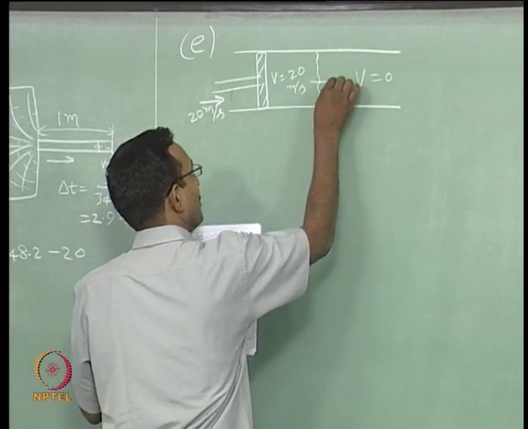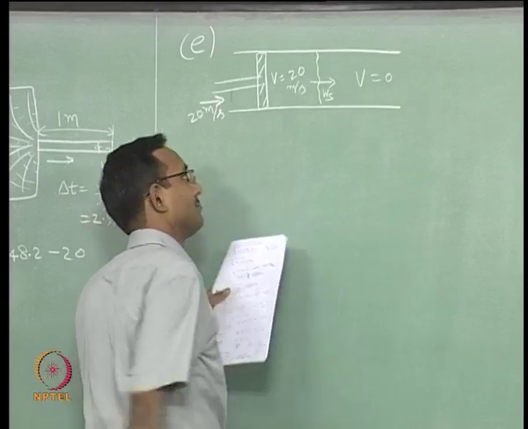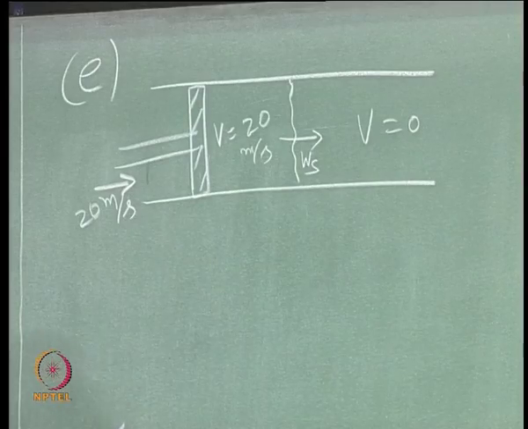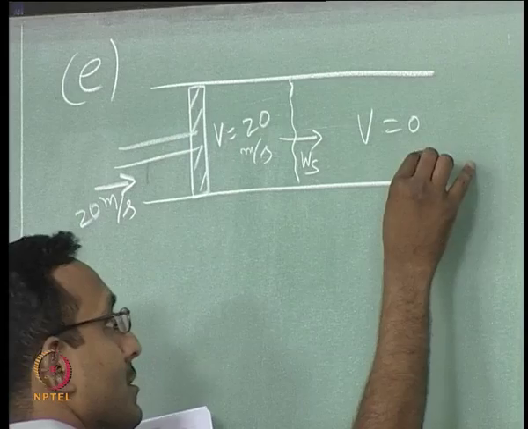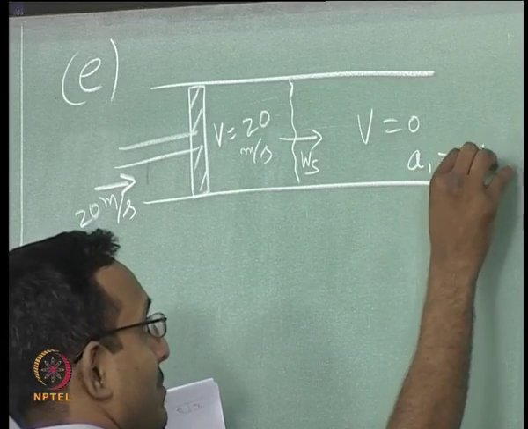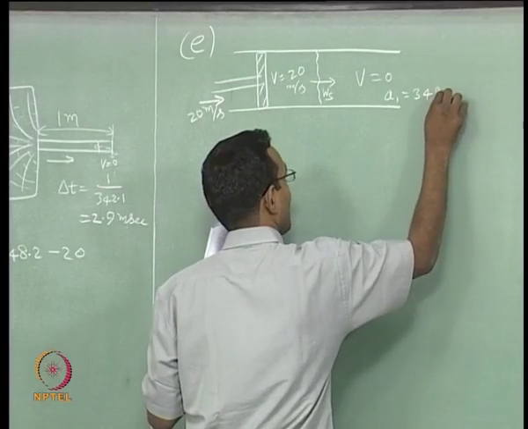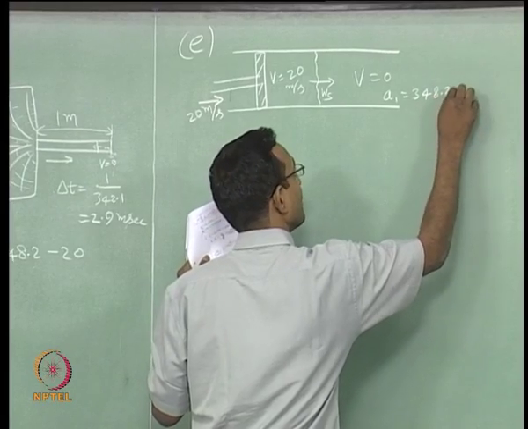And of course, we do not know this Ws as of now, the speed of the shock. We do not even know the strength. All we know is A1, we will keep the same temperature 300 Kelvin. So, A1 is 348.2 meter per second.